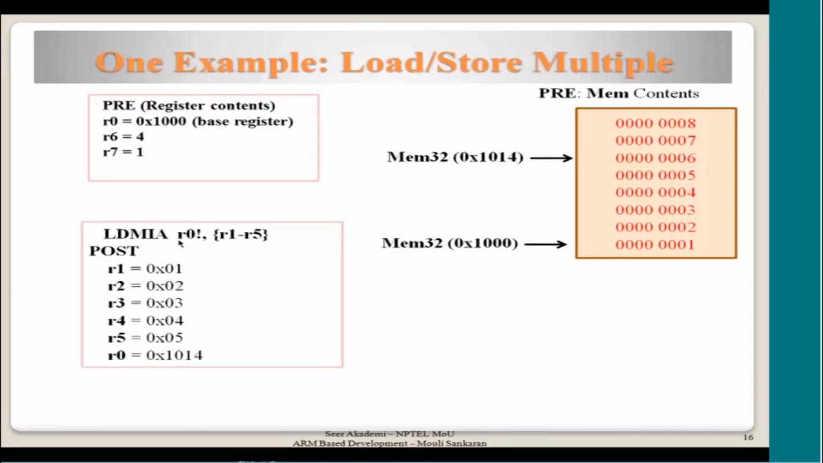It says to increment this register to access the next element after you access the first one. That means whatever is at 1000 comes into R1, and then R2 is accessed, R3, R4, R5. I put the values in such a way that they match so that you understand what is happening. Because it says increment after, after the loading it is going to be incremented. So after the fifth value is copied into R5, it is going to be incremented. So the R0 value will be 1014 after this execution is done.